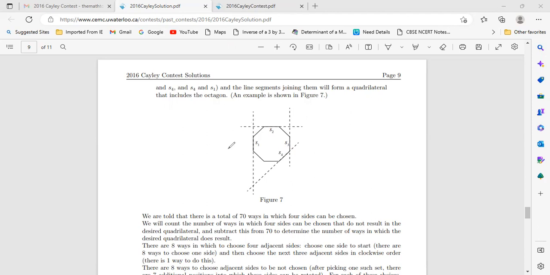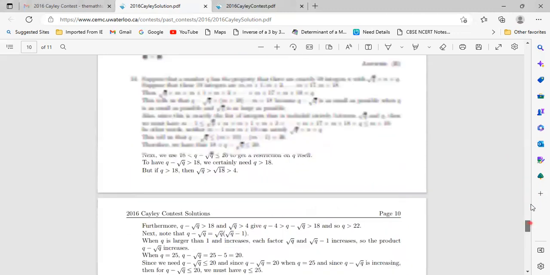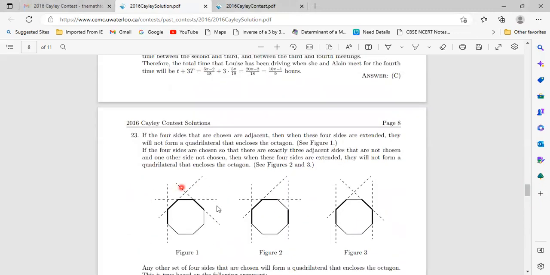We'll proceed figure by figure. We'll go to figure 1. I hope you understood figure 1, right? If the four sides that are chosen are adjacent, the very next sides, then when these four sides are extended, they will not form a quadrilateral that encloses the octagon. Yes, it is not enclosing the octagon. This side is still open. And again, you go for three adjacent sides, don't choose the other side, and go for the fifth one, still you're not able to form it. That's what they said in figure 2 and figure 3.